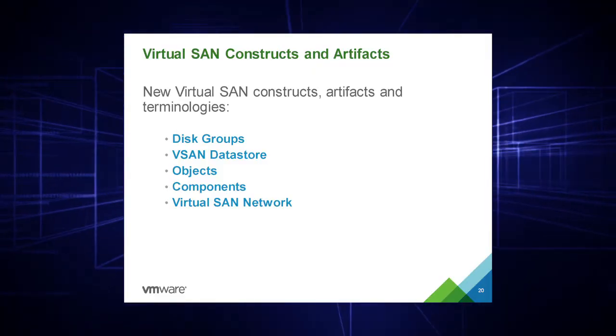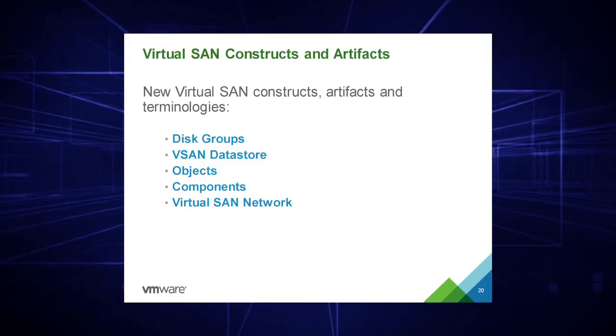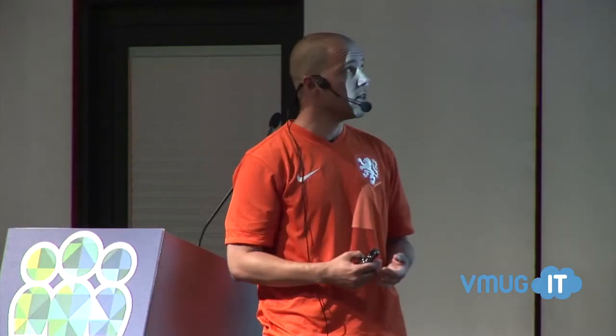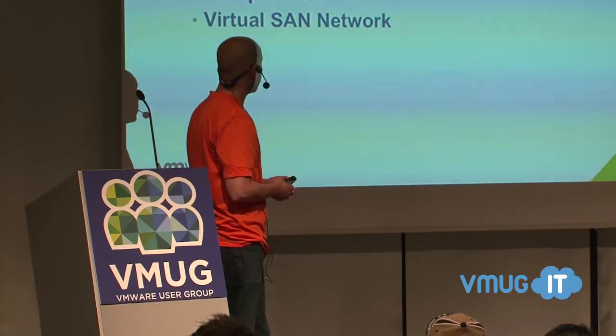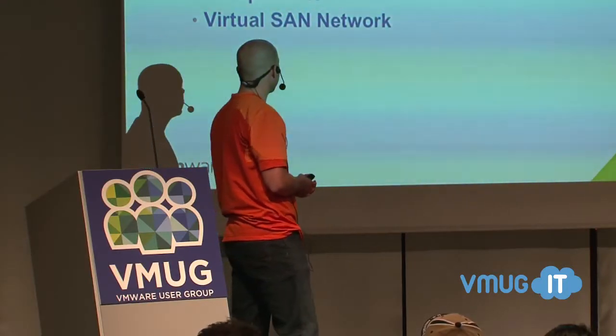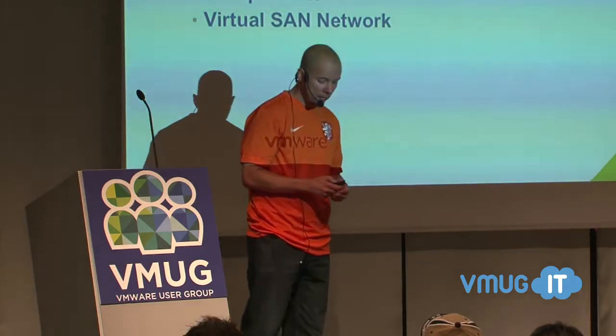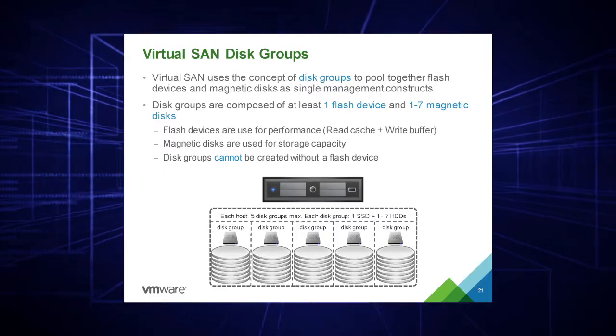Now, as soon as you start building these vSAN clusters in the UI, you will notice that there is some new terminology, some new constructs, and some new artifacts that pop up. For instance, one of the new terms introduced is disk groups. There's also something called the vSAN data store. There are objects, there are components, and of course there's the virtual SAN network. So let's drill into each of those individually.